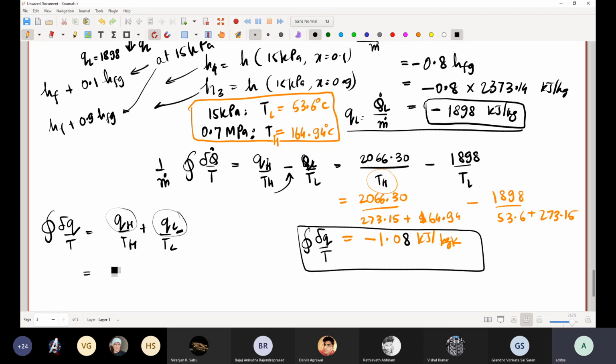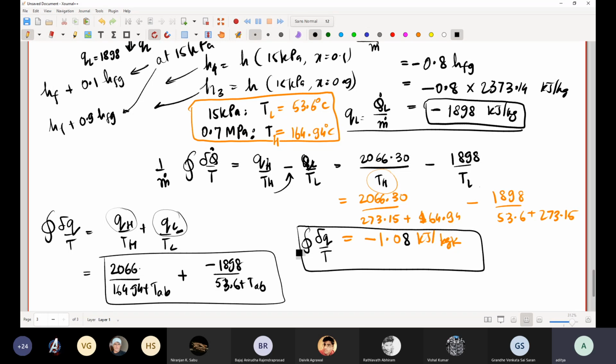So I can then write this as 2066 point whatever divided by 164.94 plus T absolute, plus minus 1898 over 53.6 plus T absolute. T absolute is towards 73.16, and you will get the same answer. Do not make a mistake in the sign. I'm telling this time and again.